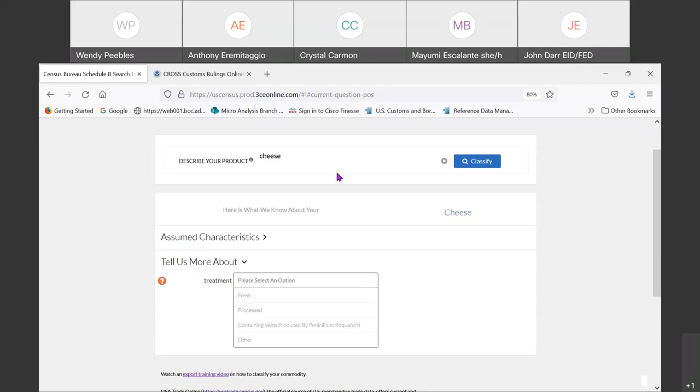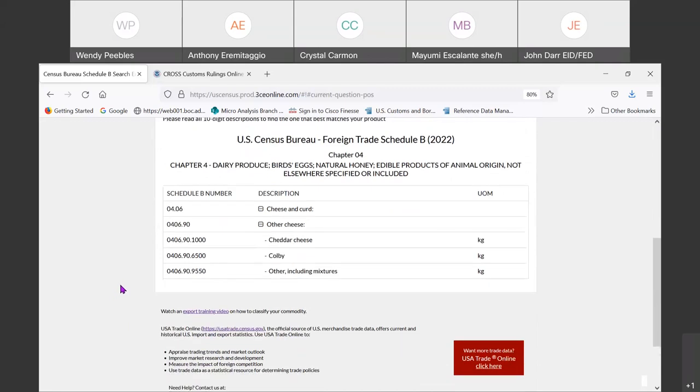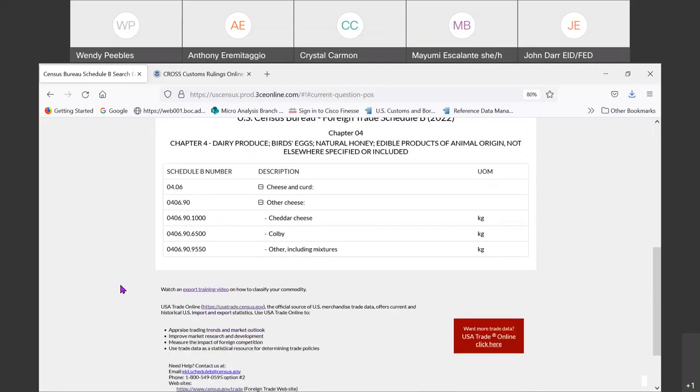Okay. So is the cheese fresh, processed, containing veins, other? Produced by, I don't know what that means, or is it something else? Don't worry about it. It's other. All right, so let's go with cheddar. Okay, so let's remember that cheddar cheese is 040690.